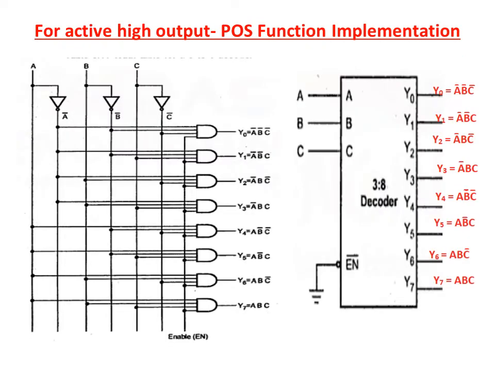This is the logic diagram representation for 3:8 decoder for active high output case. Here we are going to implement the POS expressions. In this active high output decoder, the outputs we are obtaining are the minterms. So Y0 to Y7, we have 8 minterms. Minterms are available.